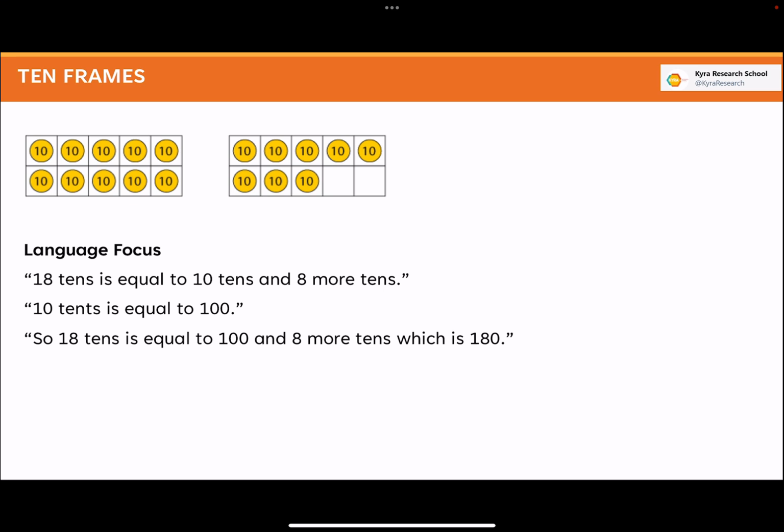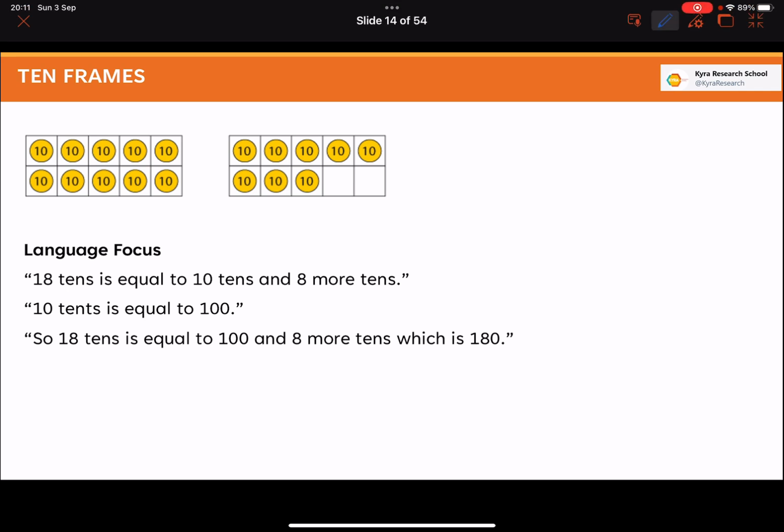So carrying on, just looking at tens frames, again this is back into year 2 focus. So this is looking at the idea of 18 tens and starting to go beyond 100. So exactly the same as what we've got last time. If I was counting it, I'd be looking at 1 ten, 2 tens, 3 tens, 4 tens, 5 tens, 6 tens, 7 tens, 8 tens, 9 tens, 10 tens. Oh, 10 tens is equal to 100.